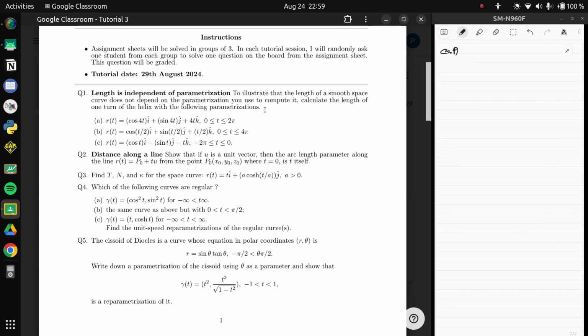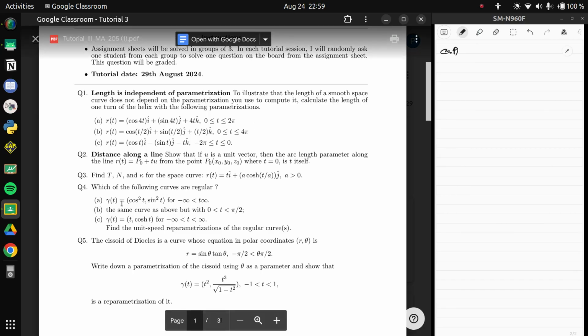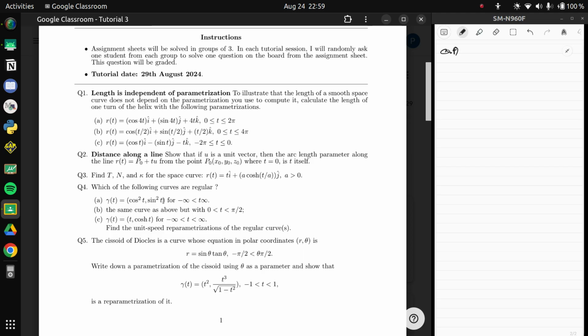Question 4 is, which of the following curves are regular? R of t equal to sine square t, sine square t. So r dot, that's what we're looking for. That thing is just, oh, that's weird. But never mind, it's just 2 cosine of t times negative sine, so negative 2 cosine of t sine of t dt. Well, that dt doesn't really matter. And this thing is the same, negative 2 sine t cosine t.